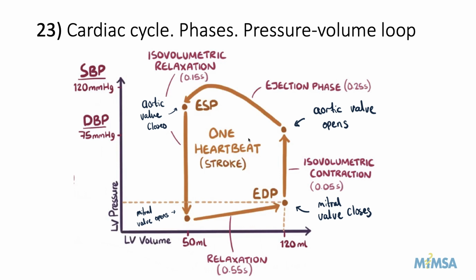So we'll start off with this part here. This is end diastolic volume. Your heart is basically full to the max. There's about 120 milliliters of blood in your left ventricle, and it's ready to contract. When it starts to contract, the mitral valve closes. When the mitral valve closes, that forms your first heart sound, and it snaps shut.